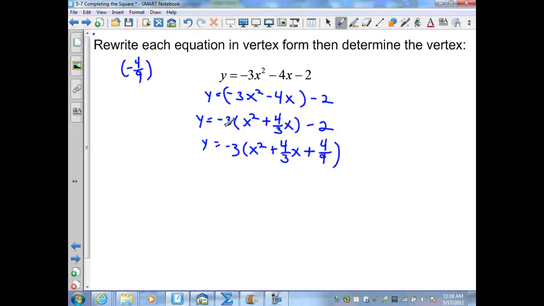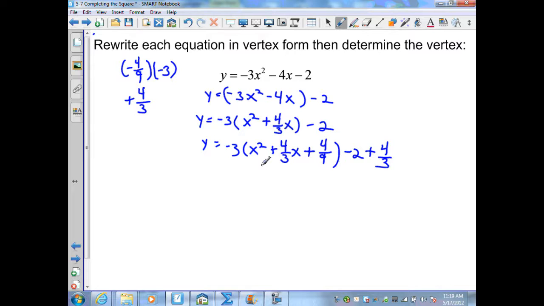If I factored something out, I really didn't add 4/9 to this. I added 4/9 times a negative 3, which is a negative 3 times 4/9, which is a negative 4/3. I need to subtract that value on the outside, so a negative 4/9, and I'm going to multiply times that factor, which is a negative 3. And when I do, that's going to give me a positive 4/3. So this is positive. So even though we said subtract, when I multiply by a negative, that's going to give me a positive 4/3.